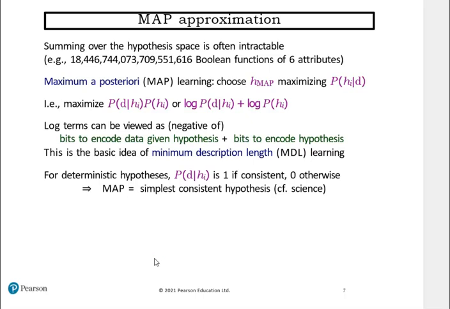So finding the MAP hypothesis is much easier than Bayesian learning, just because you're only required to solve an optimization problem, which is essentially to maximize the posterior probability, rather than a large summation over all possible hypotheses. Okay, let's stop here and continue in the next part.